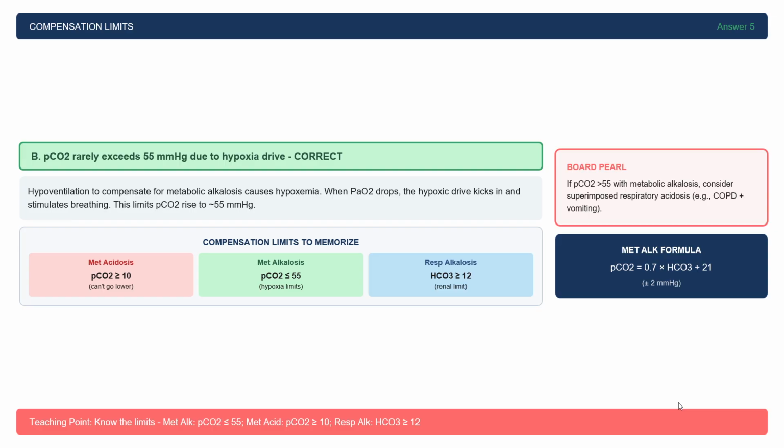So the big takeaway is to remember these physiologic limits. Metabolic alkalosis usually caps PCO2 around 55. Metabolic acidosis rarely allows PCO2 to drop below 10. And chronic respiratory alkalosis usually bottoms out bicarbonate around 12. So knowing these limits helps you quickly recognize when another acid-base disorder is hiding in plain sight.